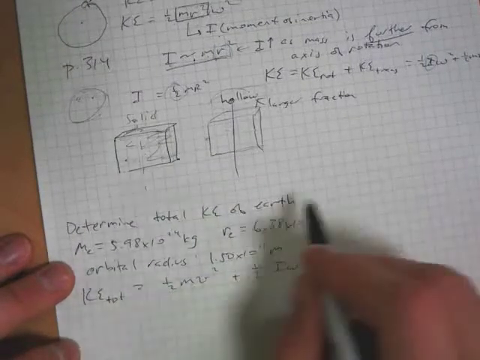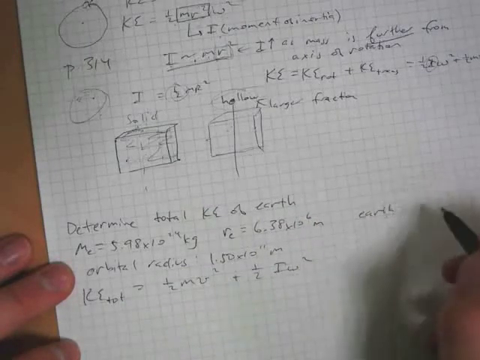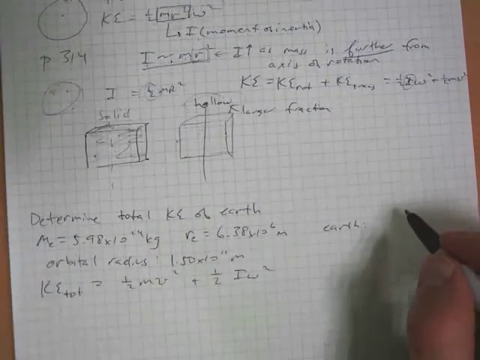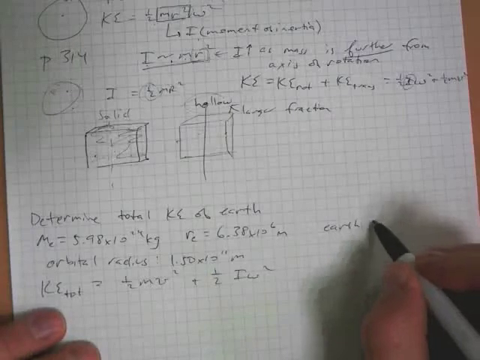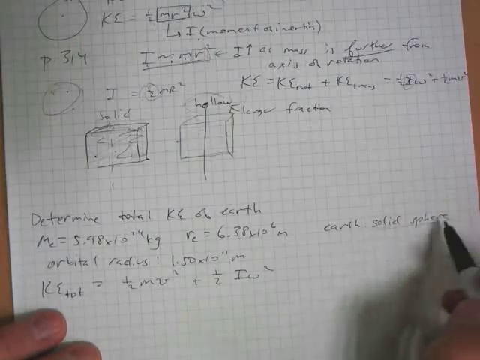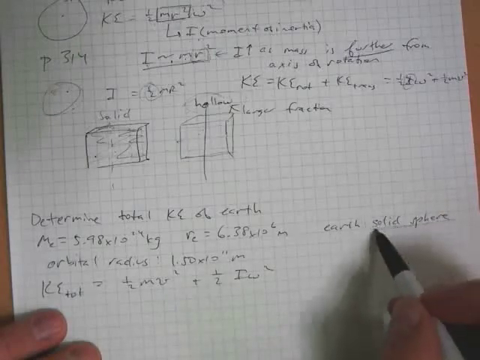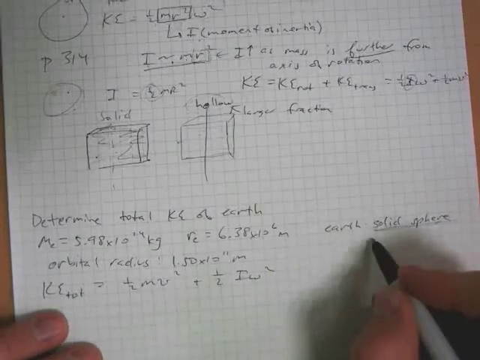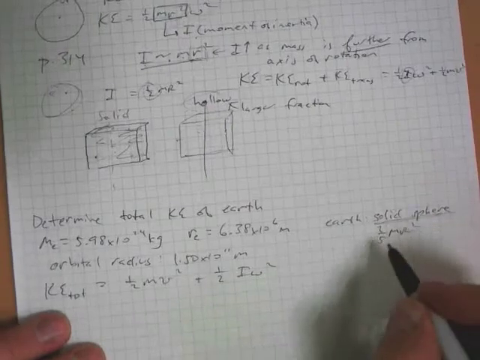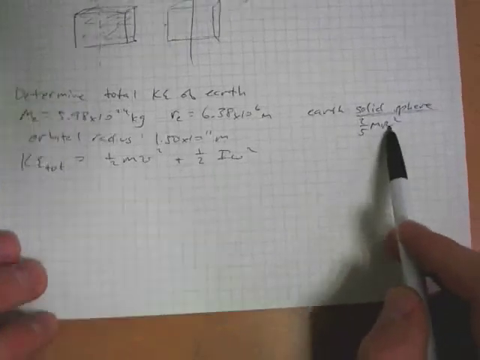Well, Earth, if you look at page 314, and you look at the different types of objects there, the Earth would be best approximated as a solid sphere, although there are the oceans and it might have a liquid core, so it's really a little more complicated than that. But a solid sphere has a moment of inertia of 2/5 mr squared.